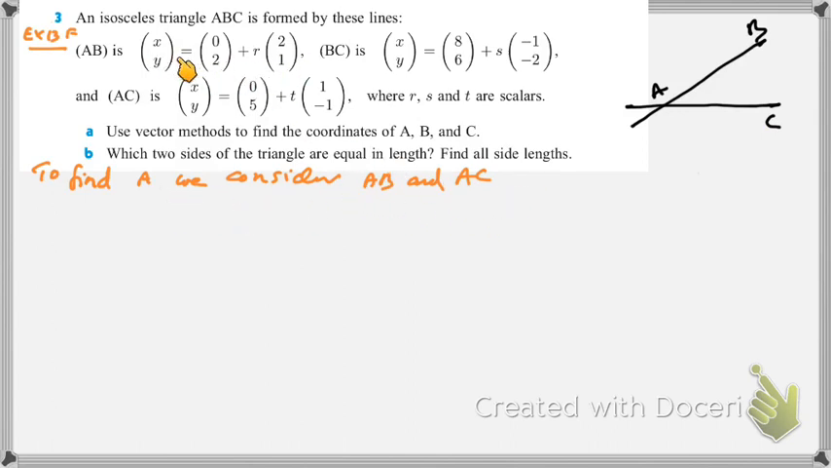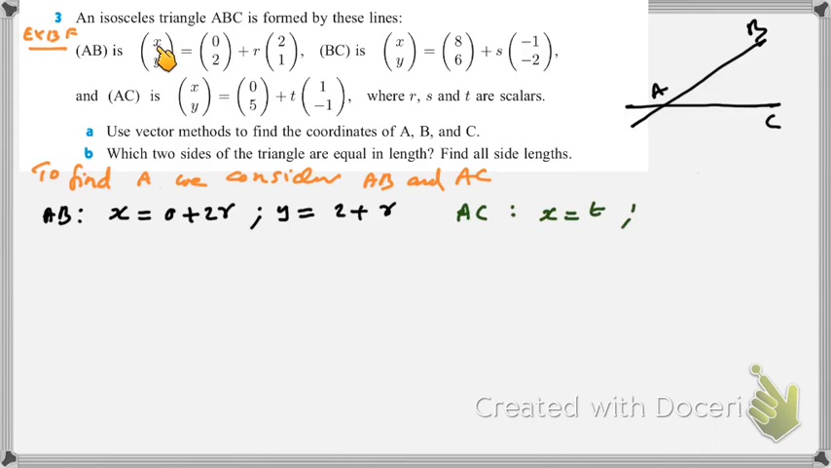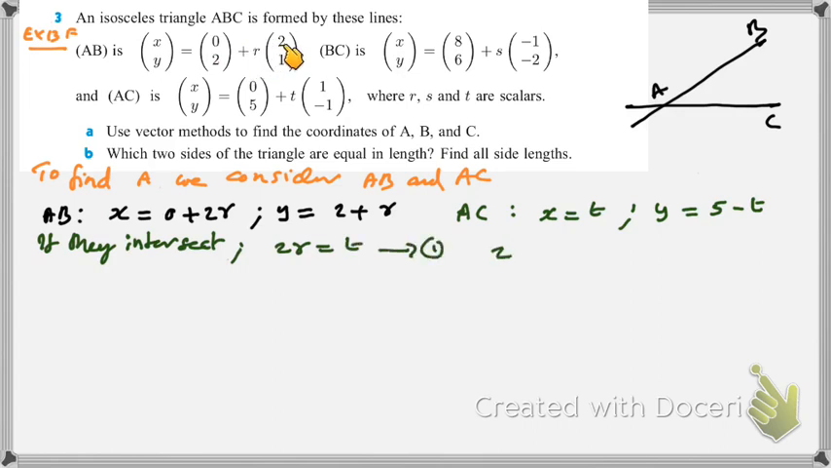I want these lines to be written in the parametric form. So I'm going to write my AB in the parametric form. If you look at AB, equating the I coefficients, I get x is equal to 0 plus 2r, y is equal to 2 plus r. So I have my L1 written in the parametric form.